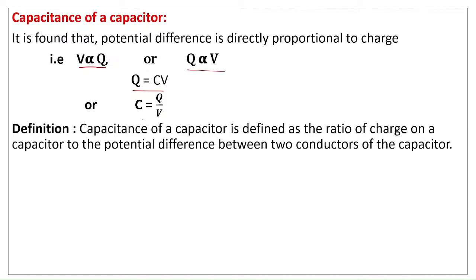Capacitance of a capacitor is defined as the ratio of charge on a capacitor to the potential difference between the two conductors of the capacitor. S.I. unit is coulomb per volt or farad, F.